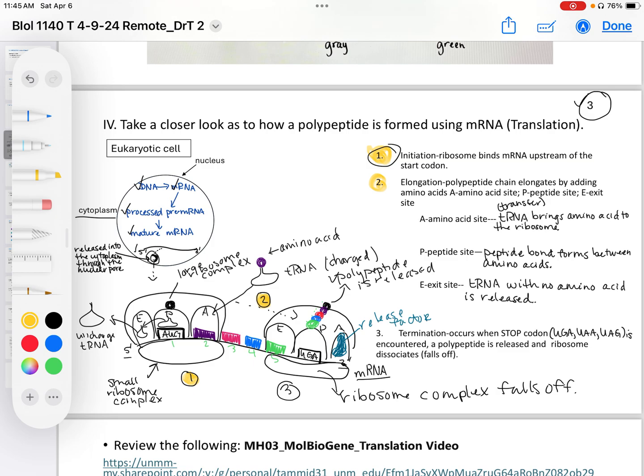And then it hits a point where we have this release factor that ends up in the A site. So this release factor, what it does is it causes the ribosome complex to fall off or sort of fall apart, where it becomes those small complex and large complex again. And then when that happens, the ribosome parts are free to go find another mRNA in the cytoplasm to start the process all over again.